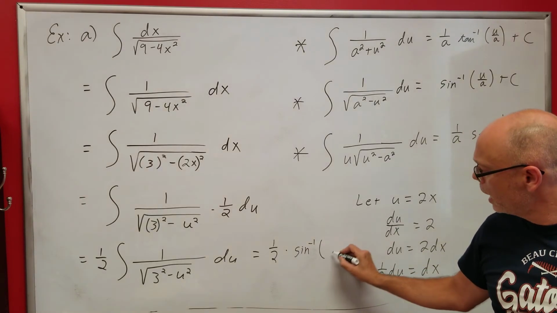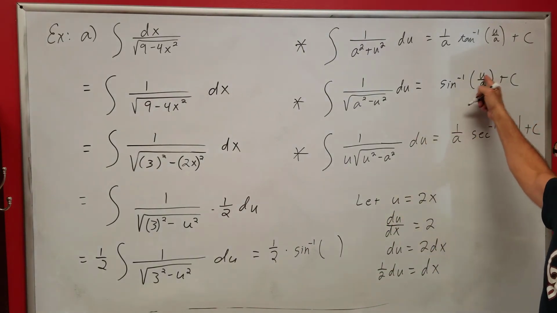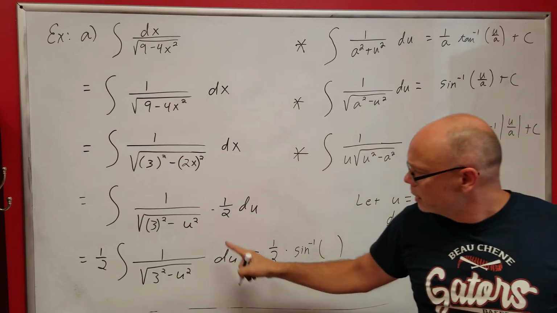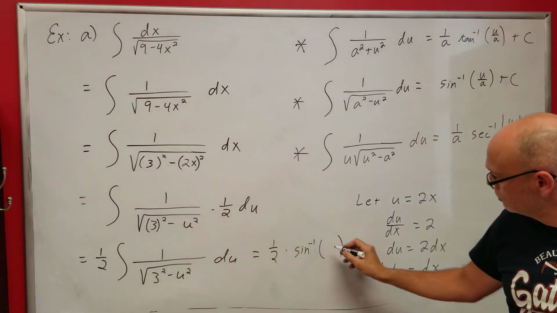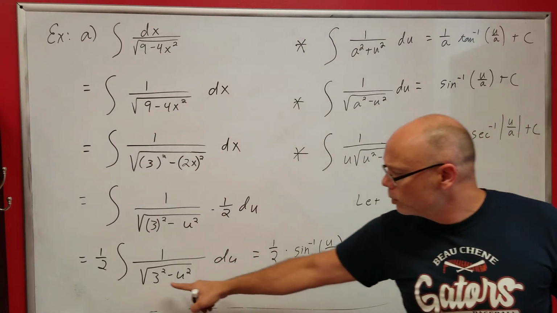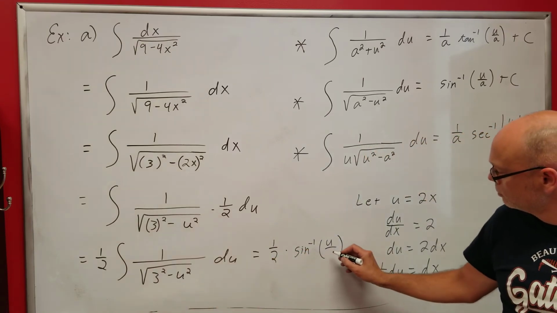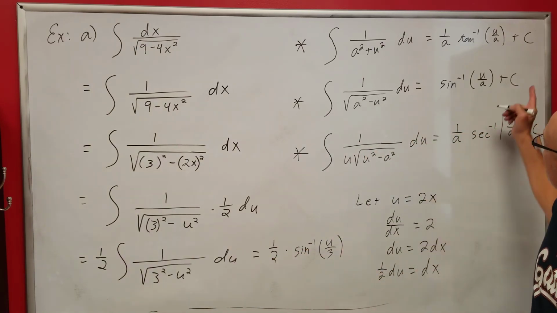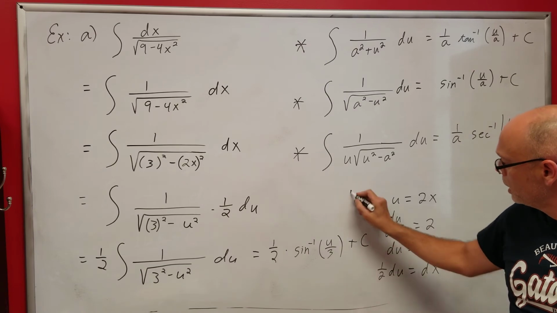of u over a. But what is my u? My u is u, right? But what is my a? What is my constant that's being squared? 3, plus, don't forget about your arbitrary constant, plus c.